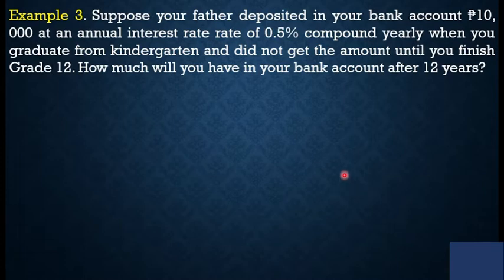So, apply lang itong F equals P times (1 plus R) to the power of T. So, kaning R, kaning 0.5%. Timanan nyo ha, dili na 0.5 dayon ang iyahang kwan. I-convert sa na into decimal. So, magiging 0.005. Di ba? Okay? 30 seconds left.